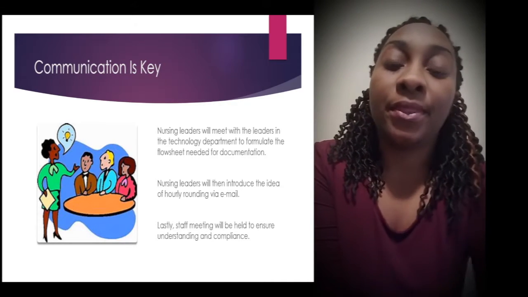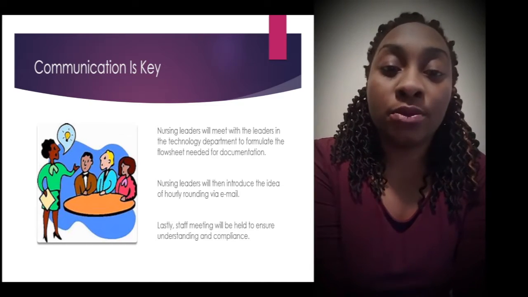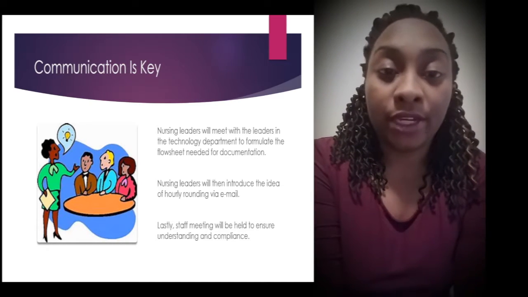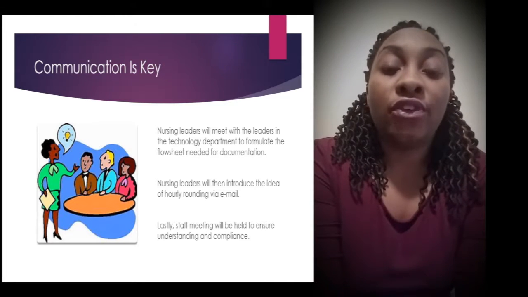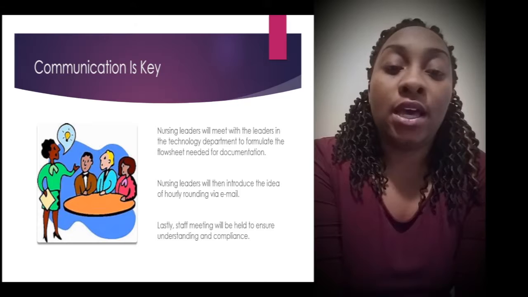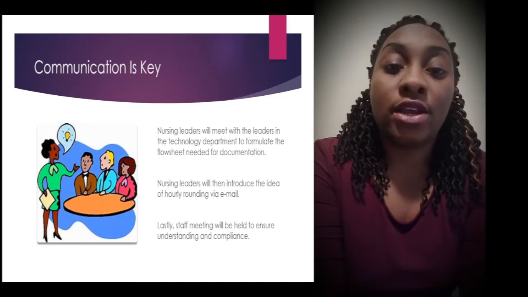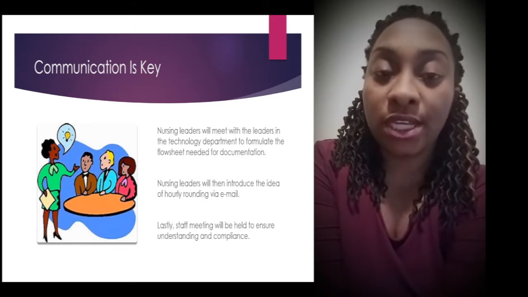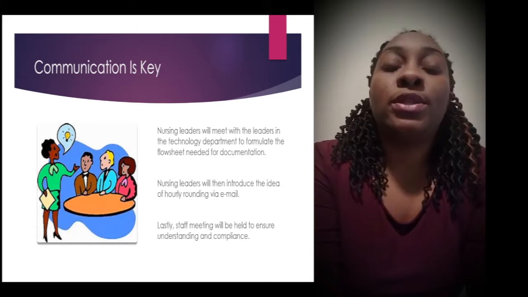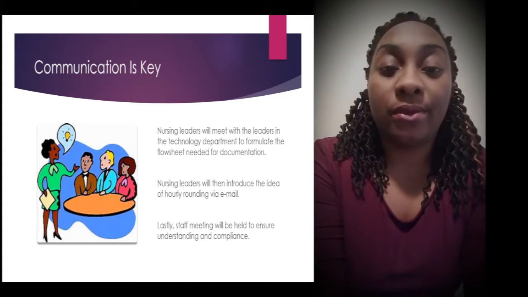Communication is key. So the nursing leaders will meet with the technology department leaders or the Epic leaders to discuss the flow sheet. The flow sheet for hourly rounding would need to be created prior to introducing the idea to the nursing staff. So once that flow sheet is created, the nursing leaders would send an email to the nursing staff introducing that idea to them.